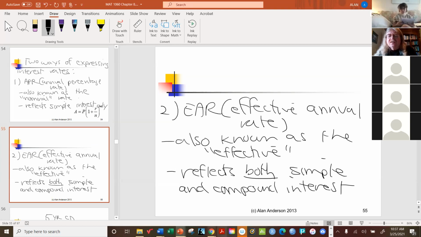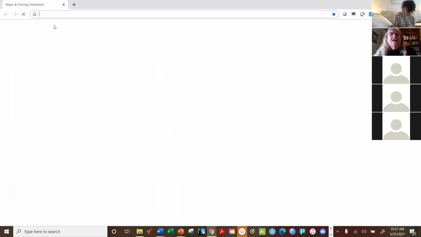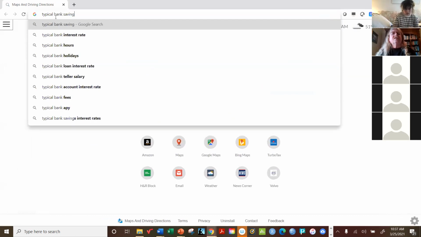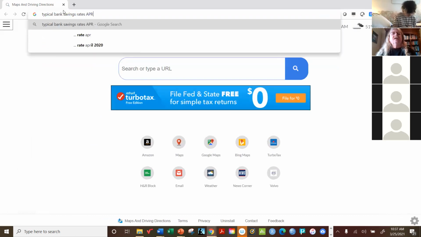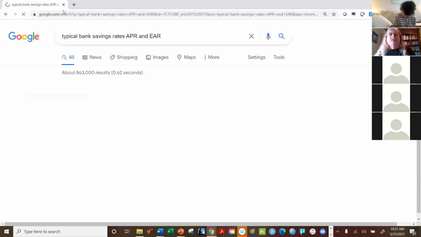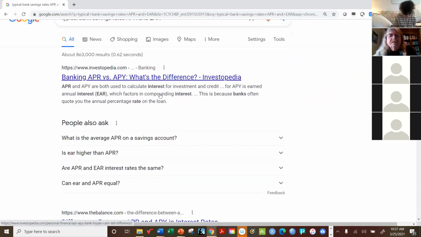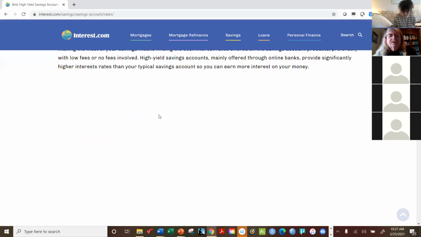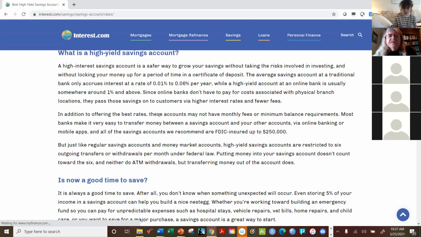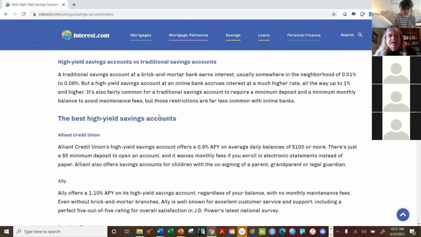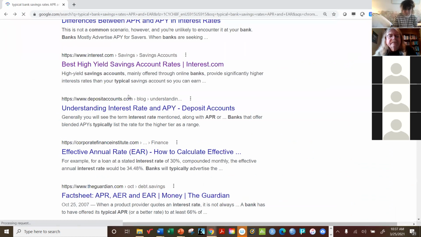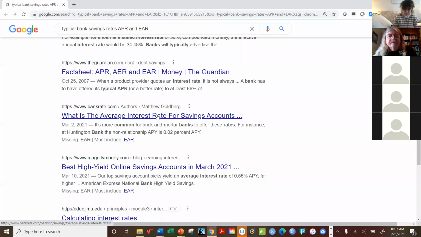Now, if you go to a bank, let me just go to the internet for a second and see if I can come up with an example of this. Typical bank savings rates, APR, and EAR. Let's see if I can come up with a quote from a bank, an actual bank. Oh, I guess maybe not.